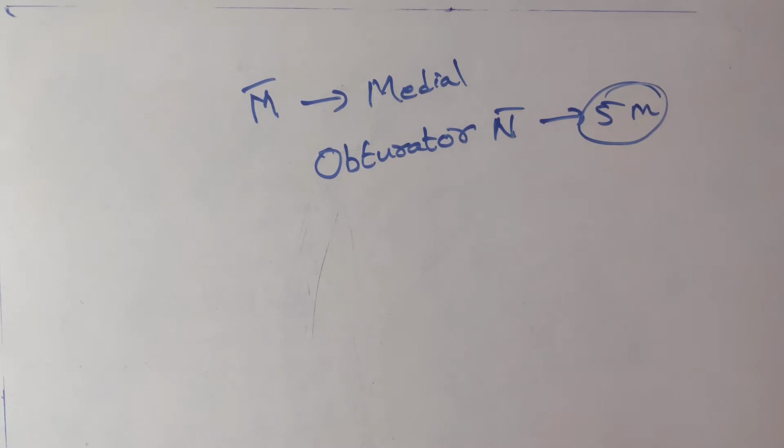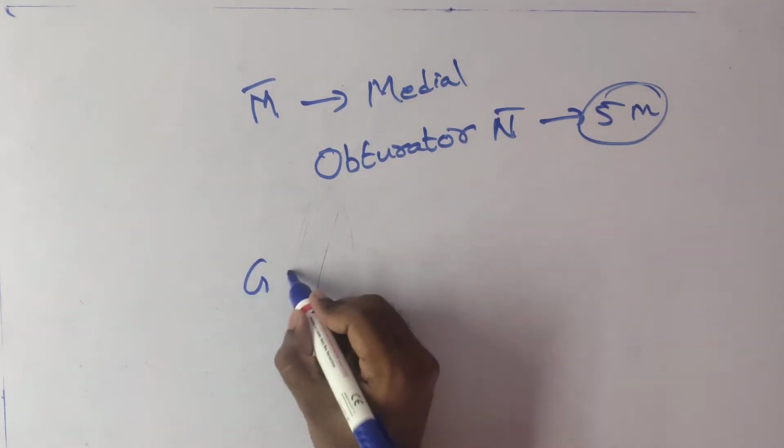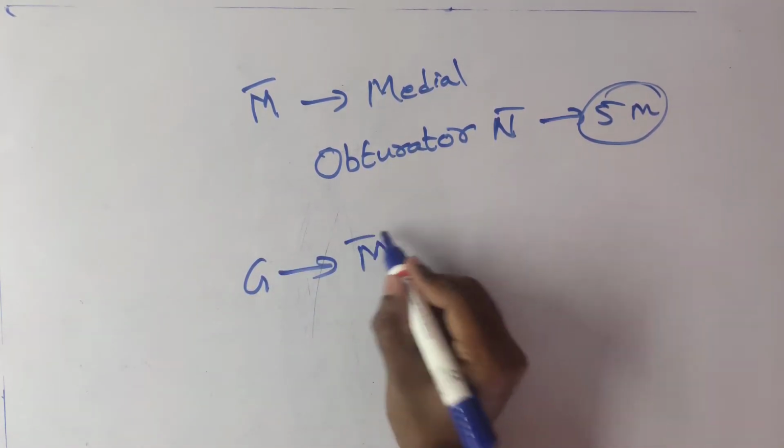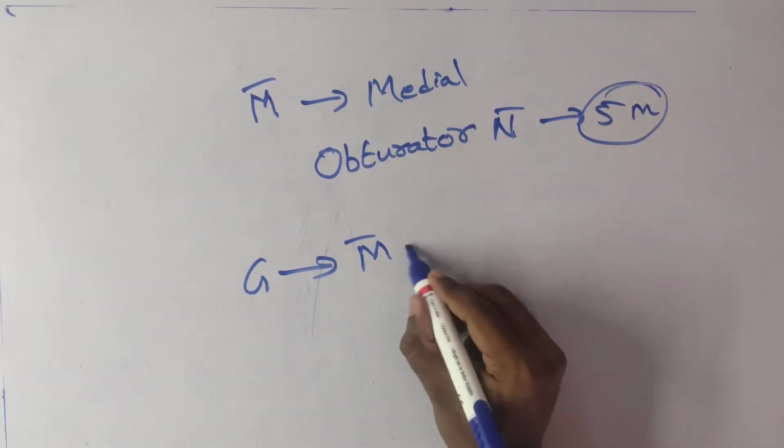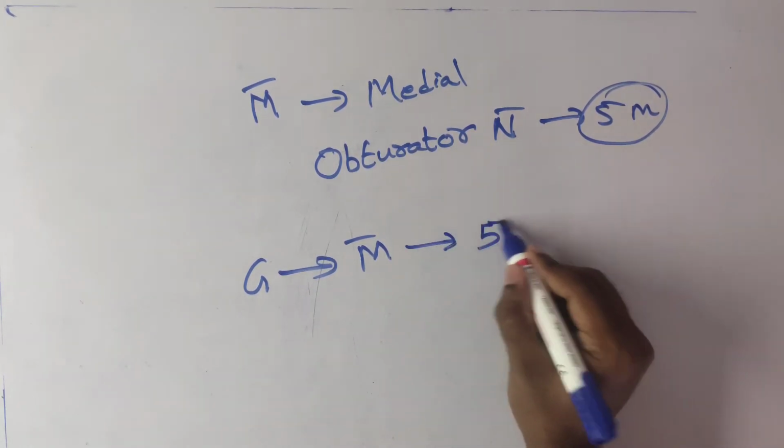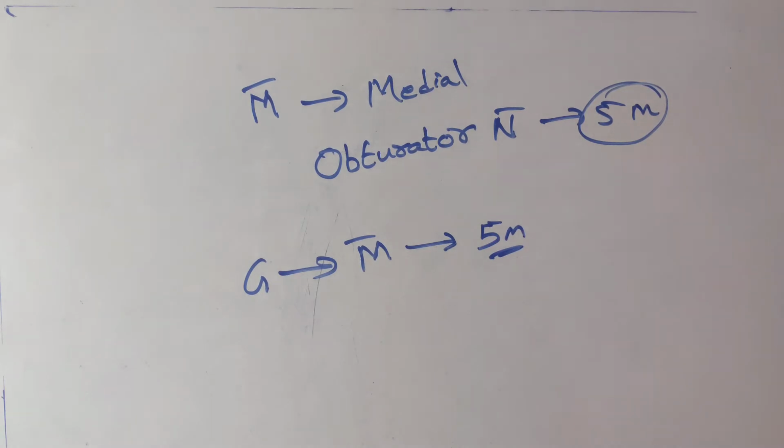Next, coming to the gluteal region. In the gluteal region, muscles are very important. Any muscle can be given for 5 marks. We will discuss them in the class. Gluteal muscles are very important in the gluteal region.